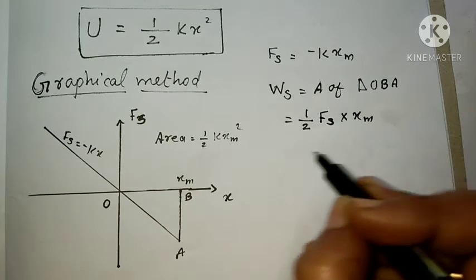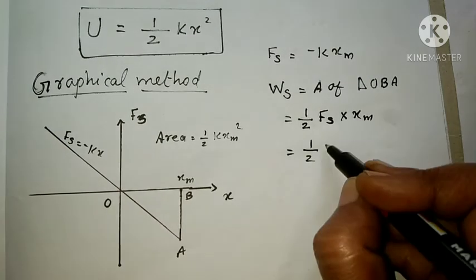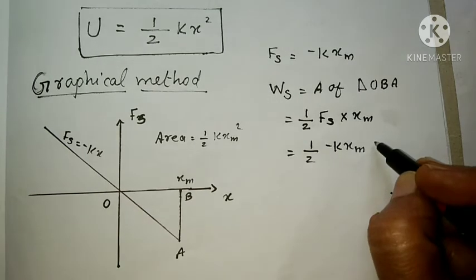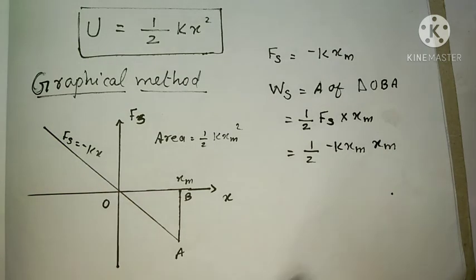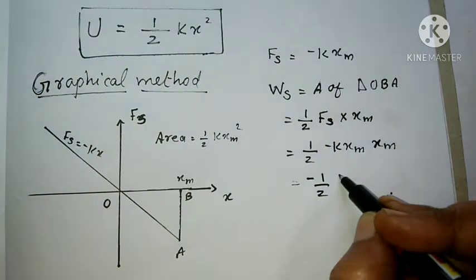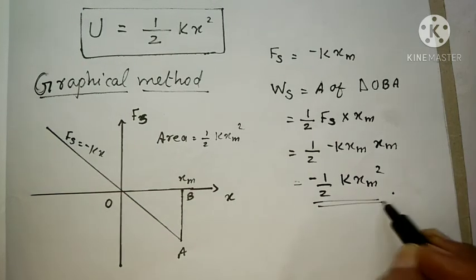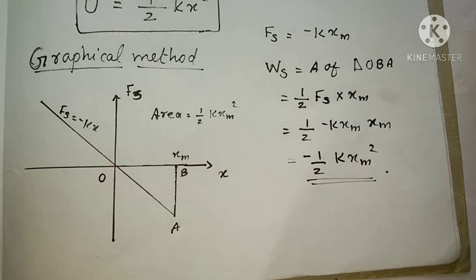xm. So what is Fs here? That is minus kxm. So that is equal to half into minus kxm into xm, that is equal to minus half k xm square. Clear? Then this is the work done by the spring force.